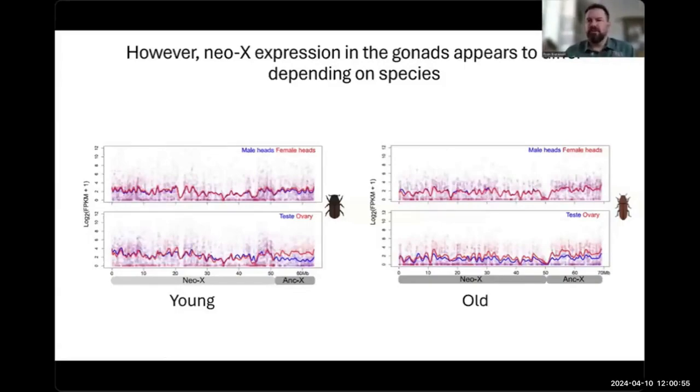And just to mention that it is a little bit weird trying to compare testes to ovary because we're dealing with different types of tissues. But there does seem to be some clear differences going on in gonads. And this is something that has also been seen in other systems, like in butterflies.